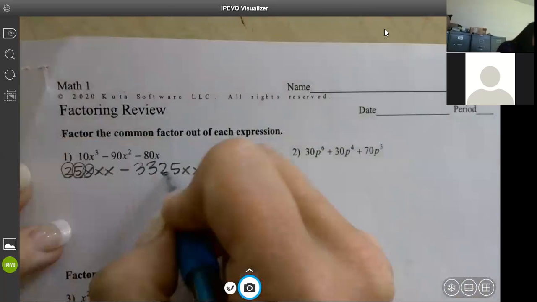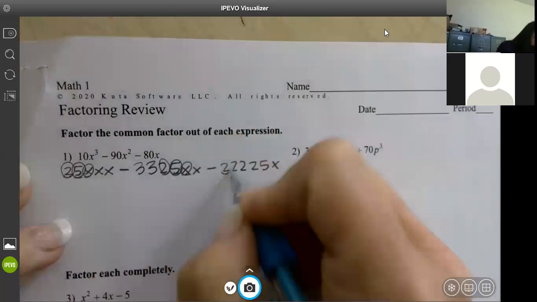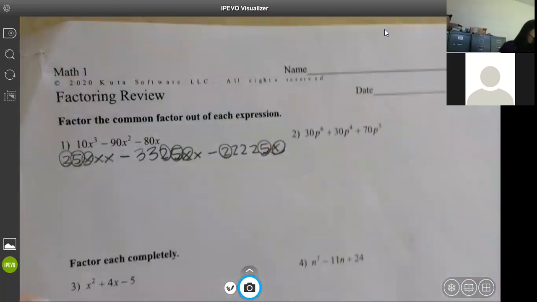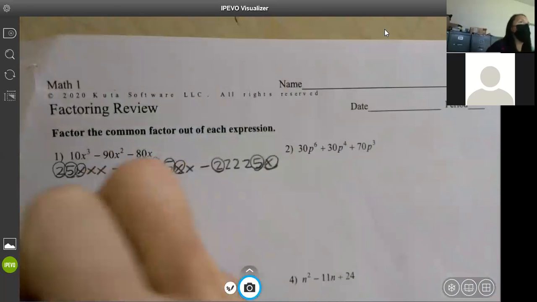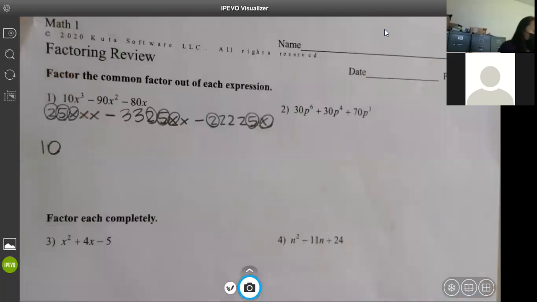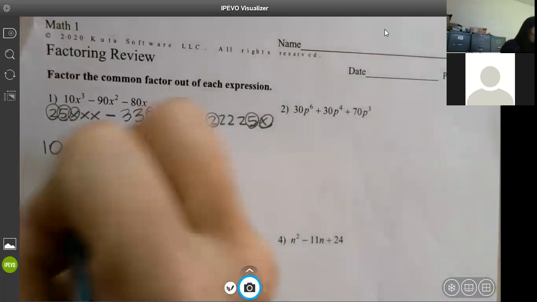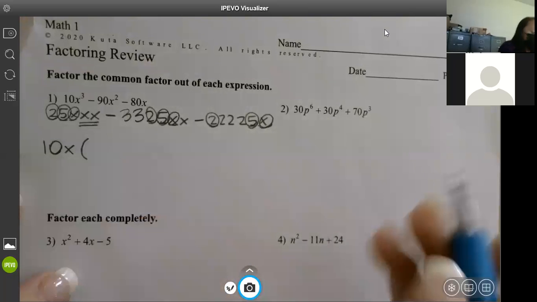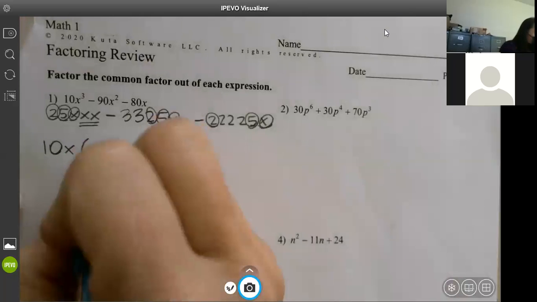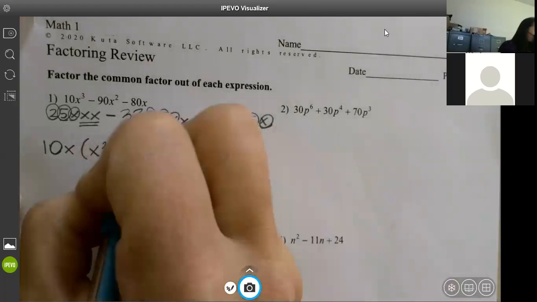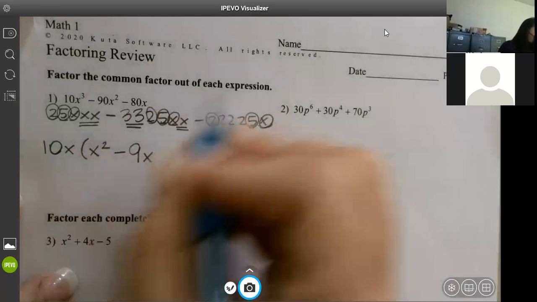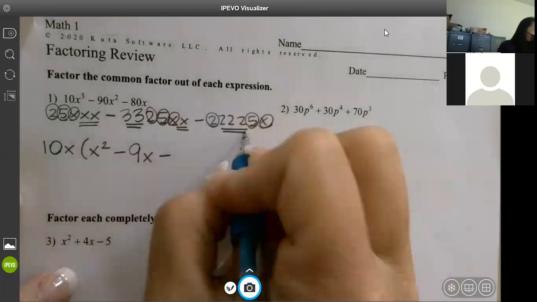2, a 5, and this. What is 2 times 5? 10. Sorry, y'all, I keep hitting the little thing. 2 times 5 is 10, and then we have an x, and then you just want to write down the leftover. What did we leave in the very first? 2 x's, so x squared. We have a minus. 3 times 3 is 9, and an x. And in the back, we have a minus, and 3 2s is an 8.